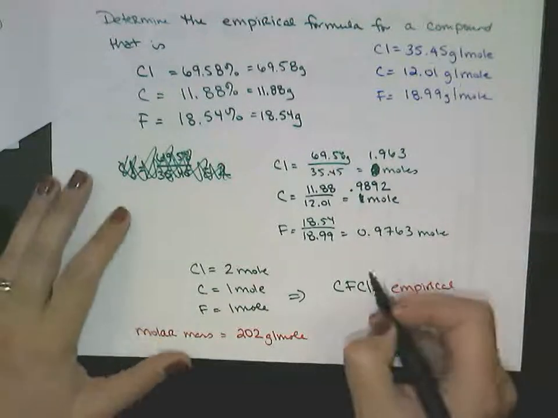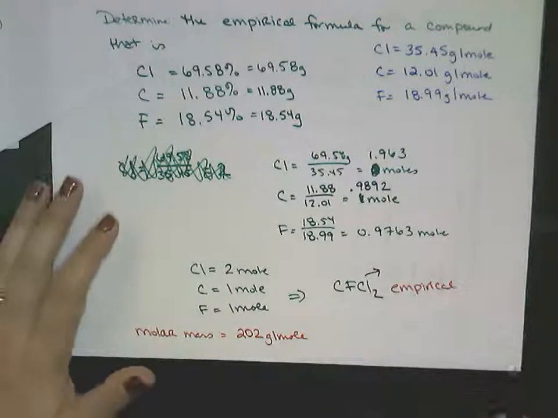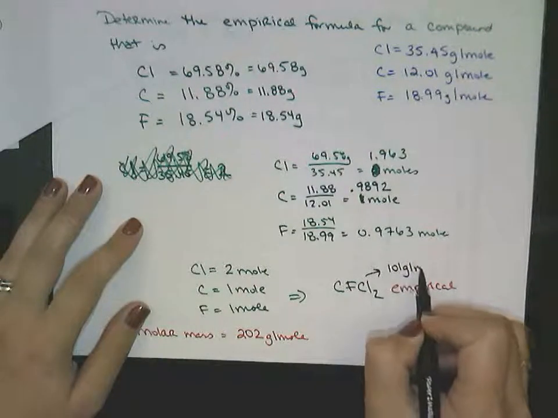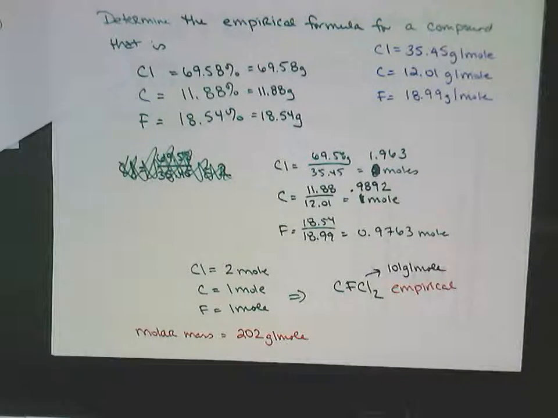Has anyone done it yet? You're just going to trust me? Okay. All right, CFCl2 is 101 grams per mole. And if I know its molar mass is 202 grams per mole, what is its correct molecular formula? That's it.